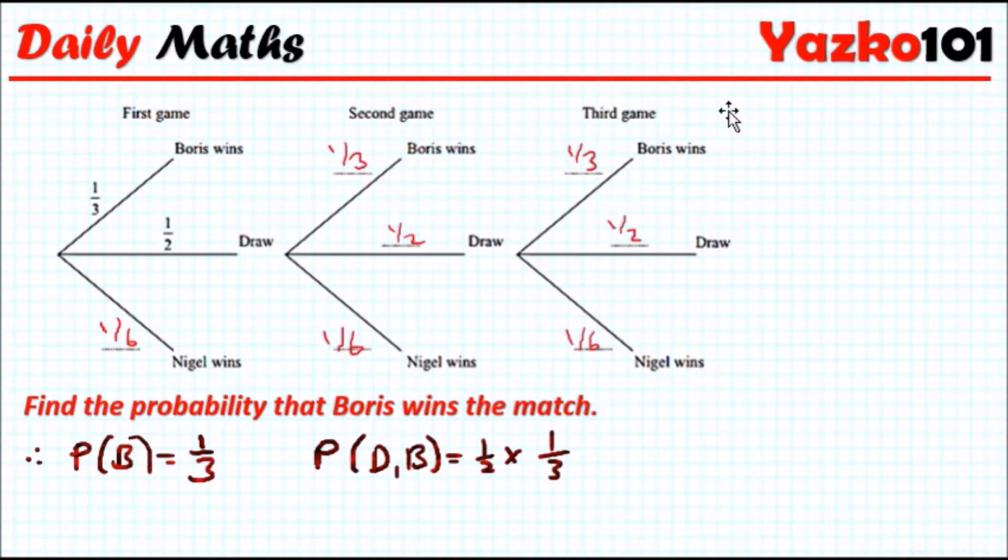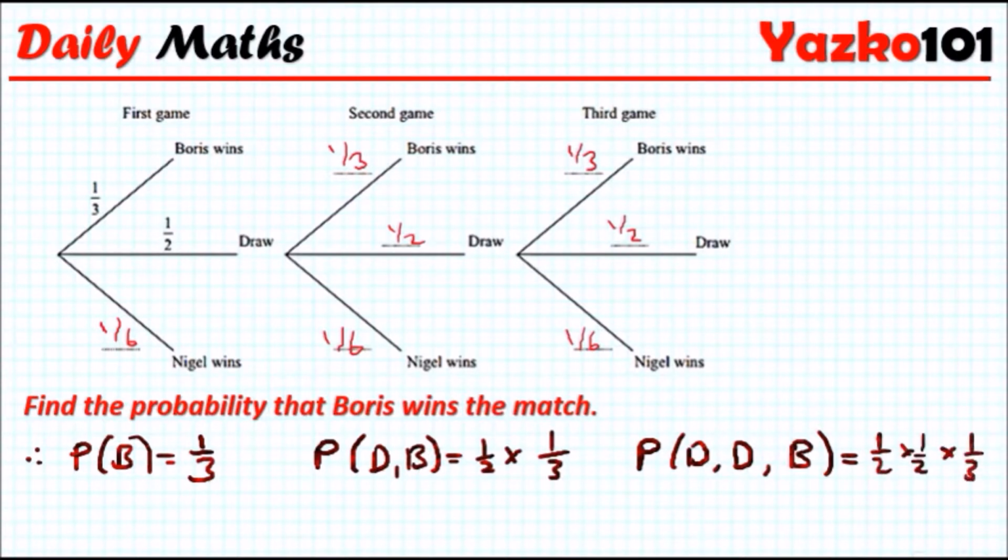And how about the third game? In order for him to win the third game, he needs to draw the first 2 games, then follow the tree up to the third game. So we can put over here the probability that he draws the first game, draws the second game, and eventually Boris takes the win. So this is going to be half times half times a third. And that's it.